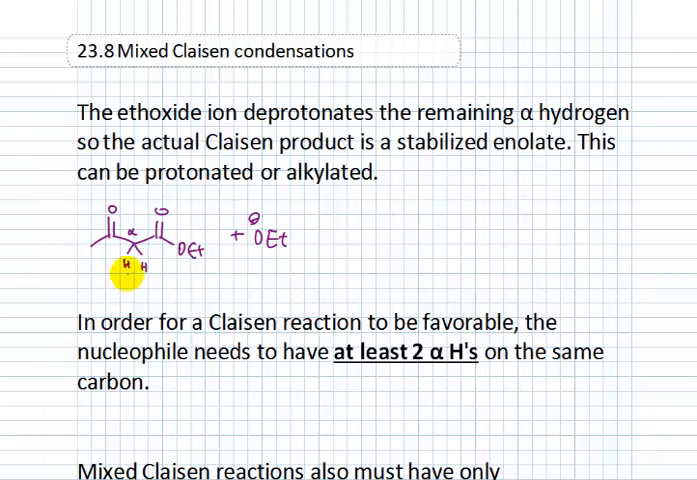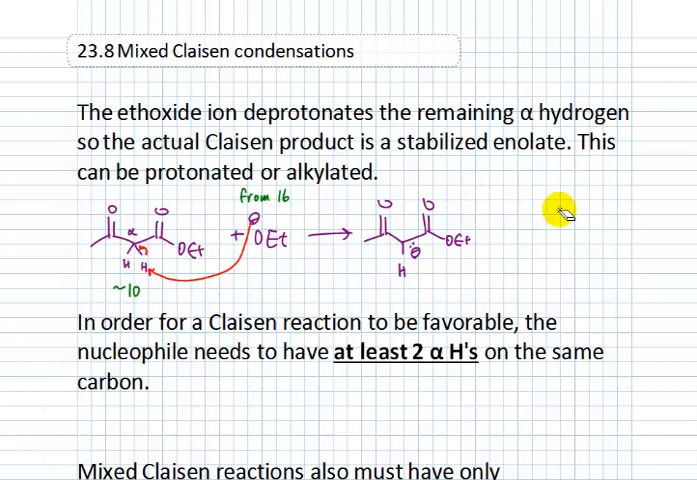Remember, these alpha hydrogens between two carbonyls are around pKa of 10. Ethoxide came from ethanol, which was pKa of 16. So that means ethoxide is a strong enough base. It will instantly deprotonate to make a resonance stabilized enolate. And that's the actual product.